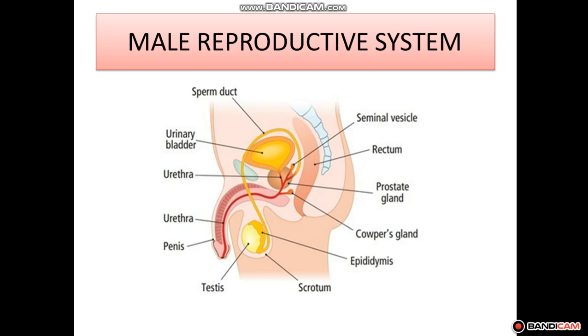The penis is a long, thick muscular organ. It injects the sperm into the vagina of the female. So this is all about the male reproductive part. Next we have the female reproductive part.